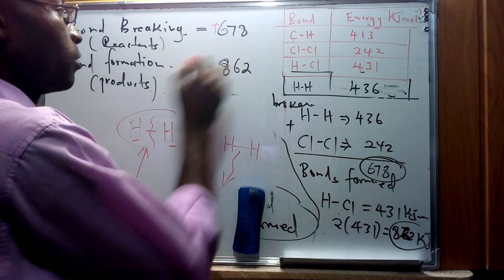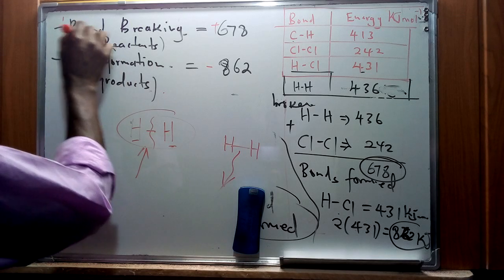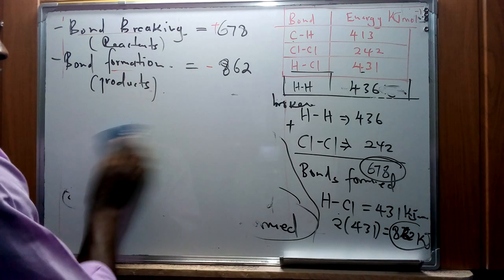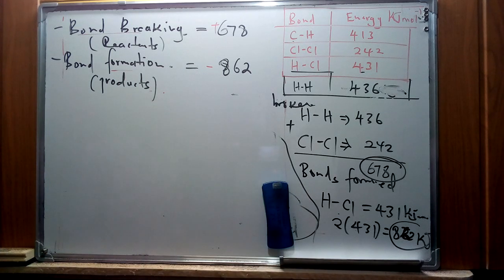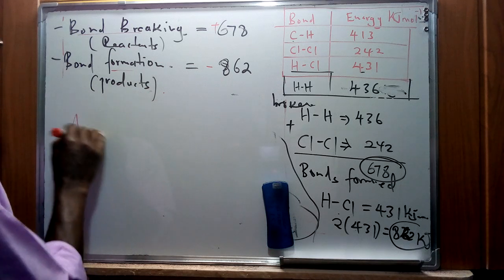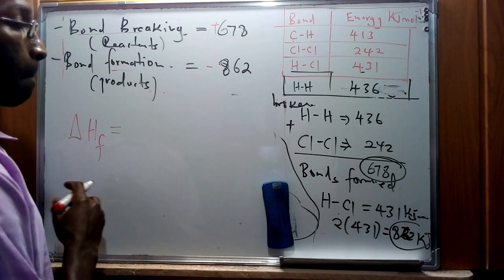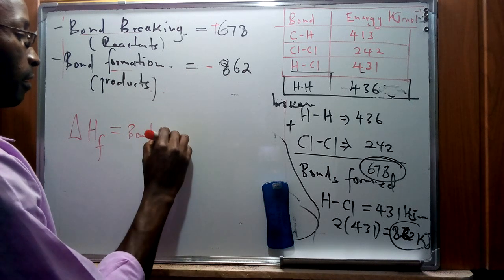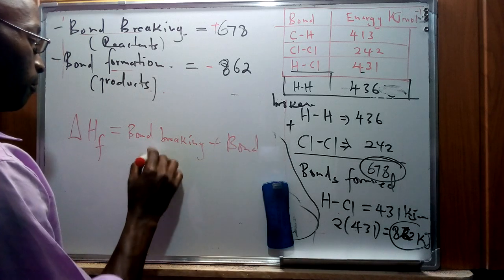Therefore, for the enthalpies we assign signs: for bond breaking, positive, and for bond formation, negative. Therefore, we can perform a normal mathematical operation using that in order for us to find the enthalpy of formation, which of course is going to be represented as the sum of the enthalpy of bond breaking and bond formation.